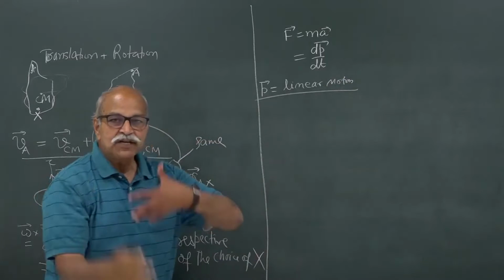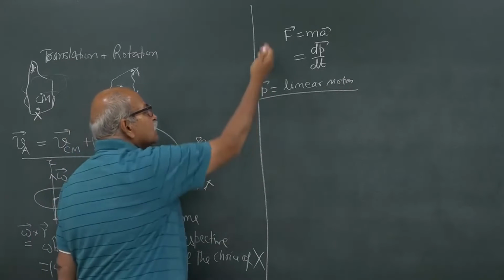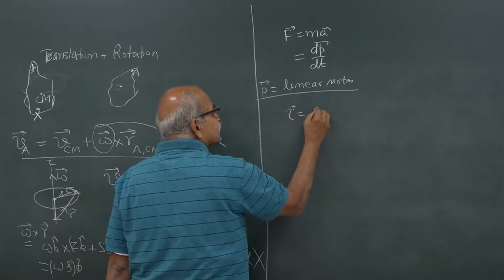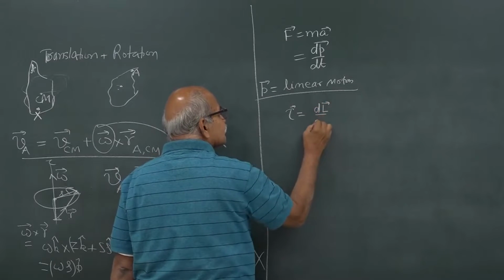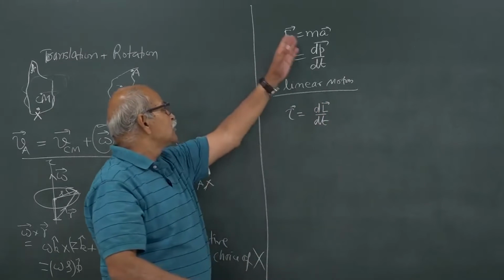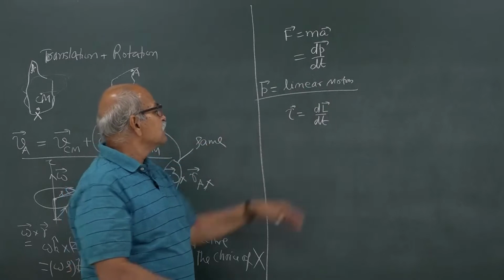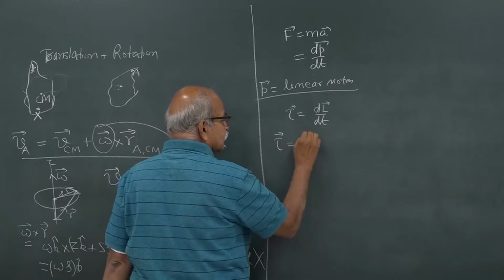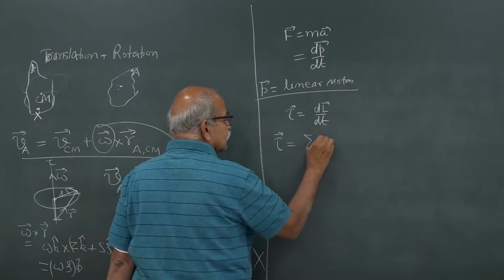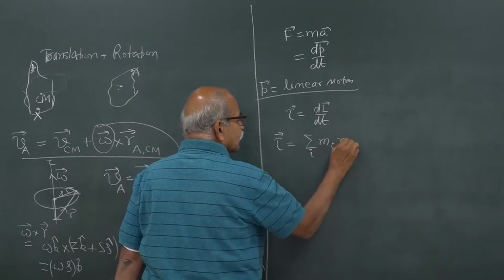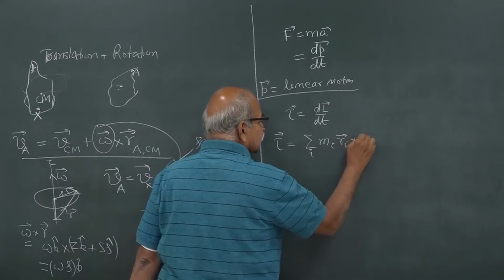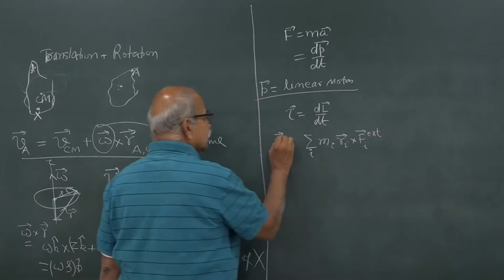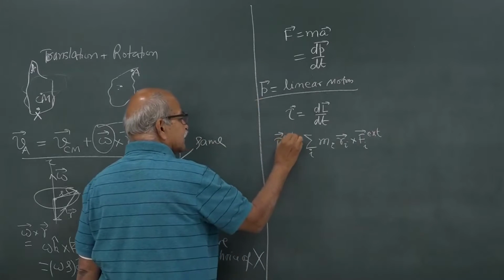Now, for a rotation of a rigid body, the central equation will be torque is equal to dL/dt. For linear motion it was force is equal to dp/dt; here torque is equal to dL/dt. And what is torque? Torque will be summation over i of ri vector cross Fi external. This is our torque. You can write it as external torque.